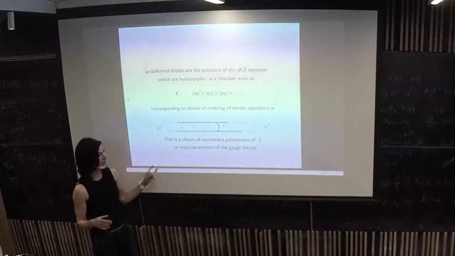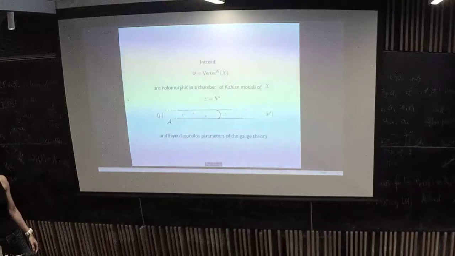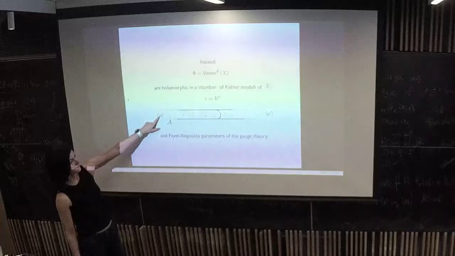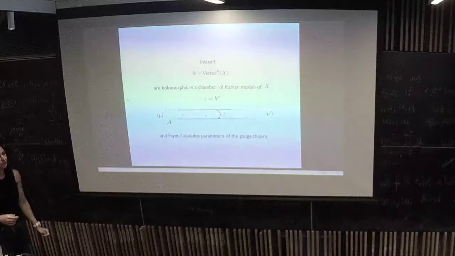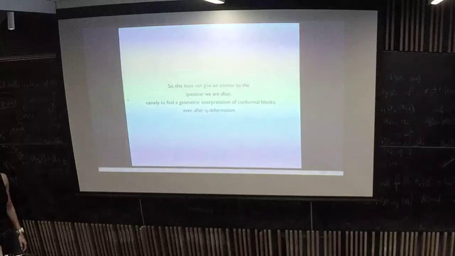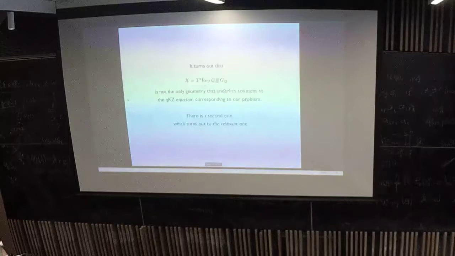Instead, there's analyticity in terms of the Kähler moduli of X, which is the data associated to, say, one of the punctures, zero. And these parameters are quite different parameters with respect to the gauge theory. So you get an answer, but not quite to the question we wanted. So now it turns out that not all is lost, but there's in fact a second geometry that enters the problem. The second way to get solutions of QKZ equations from geometry, which will be the one that's relevant to conformal and Q-conformal blocks.